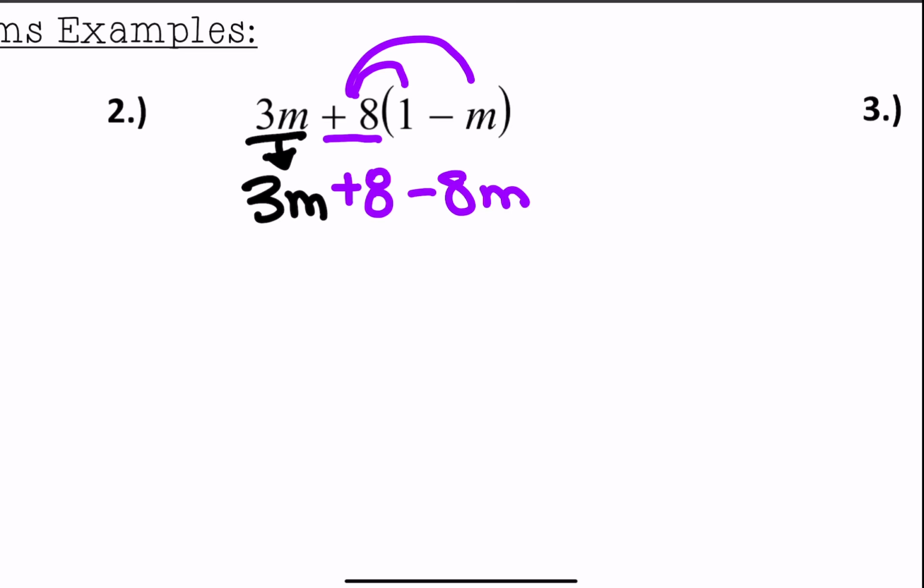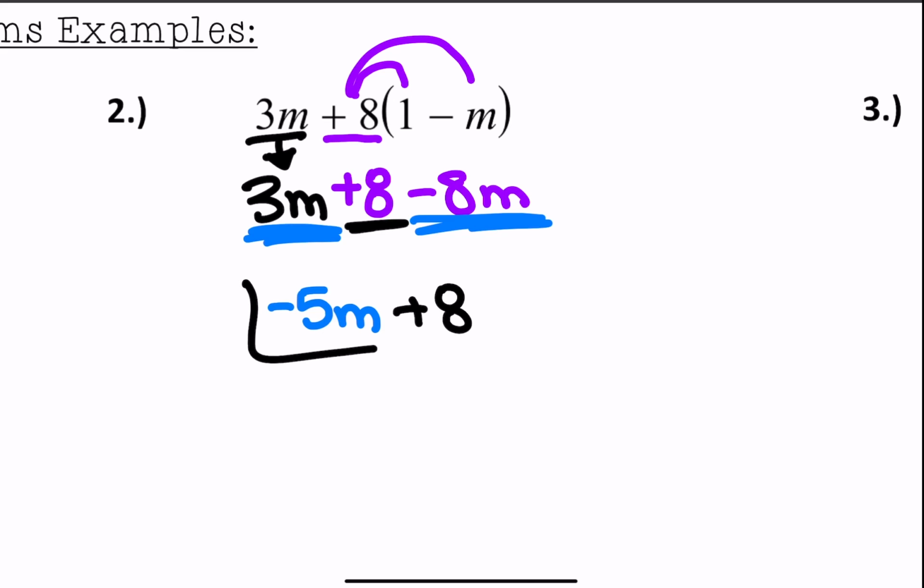Then I combine like terms. So let's look at the 3m. We have 3m, and then its like term is a negative 8m. So 3m plus a negative 8m is a negative 5m. Plus 8 doesn't change. It doesn't have a like term, so it stays plus 8.